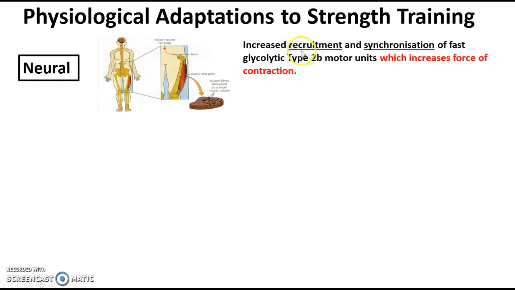So that is the first one. Your brain switches more on and recruits them. That is why people notice strength increases pretty early on, but you don't always notice hypertrophy, or that your muscles are getting bigger. You notice the strength increases because you recruit more. And if you recruit more, they start to synchronize. If you imagine a synchronized swimmer, you have to all work in time.